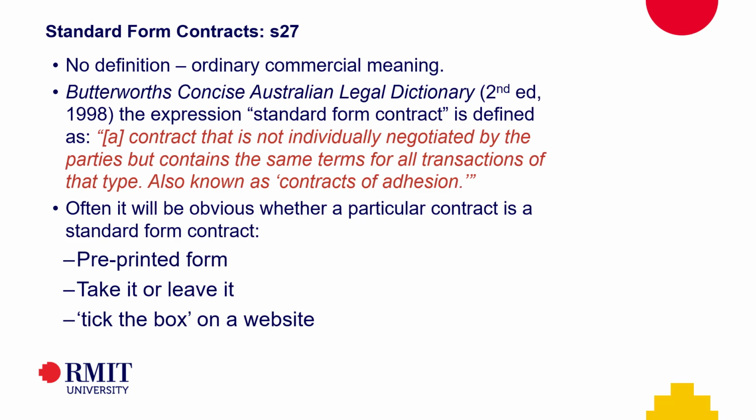I've already mentioned standard form contracts and the onus is on the party who is arguing that it's not a standard form contract to demonstrate that. We use an ordinary commercial meaning. The legislation is clear on that. There is no statutory definition. My very old dictionary says a standard form contract is a contract that is not individually negotiated by the parties but contains the same terms for all transactions of that type. They're also referred to as contracts of adhesion. Ultimately, it's usually obvious. If it's a printed form, if it's a take it or leave it, if it's a tick box on a website, it's likely to be a standard form contract.